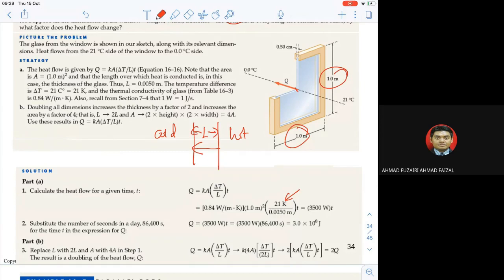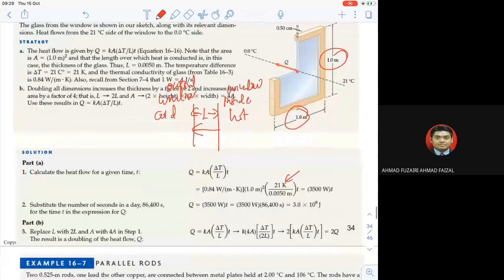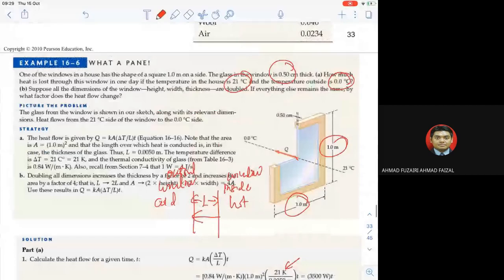Try to imagine this thing. This is the inside window. This is the outside window. So you have two parts, inside and outside. So the length difference is 0.05 meters, and you need to find Q. And of course, in this case, the time T is not given, so you just leave the value as T.